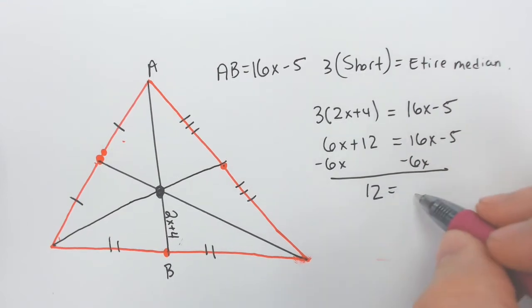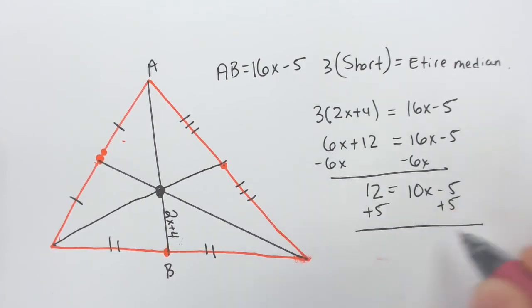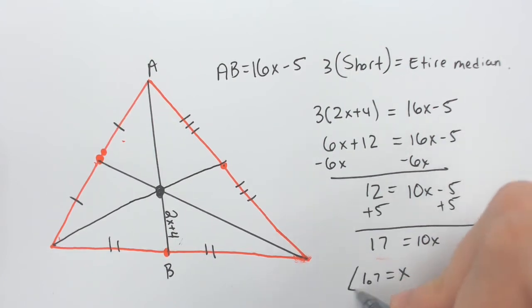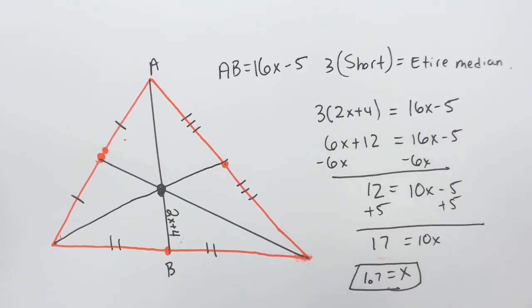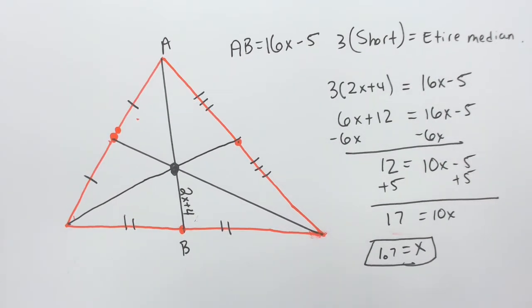12 will equal 10x minus 5. Add 5. Add 5. 17 would equal 10x, and when we divide 17 by 10, you get 1.7. So at least it's not an ugly decimal. Okay? So that is one of the special relationships that you could have.